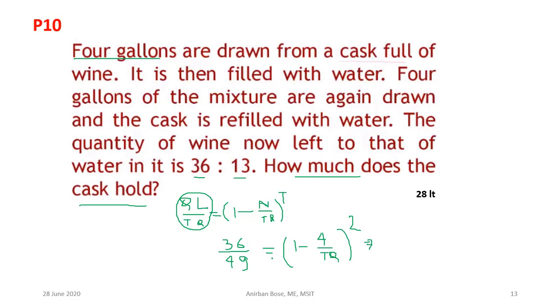For the first time I am showing in detail, but from next time we will use it directly. So 36 by 49 is equal to (1 minus 4 by the total quantity) squared. If you take the square root, 6 by 7 is equal to 1 minus 4 by the total quantity. So you can see 4 by total quantity is equal to 1 by 7. So the total quantity is 4 into 7, which is 28.